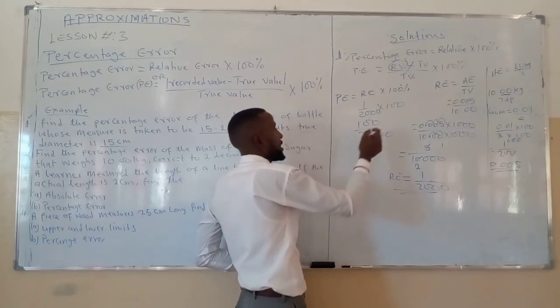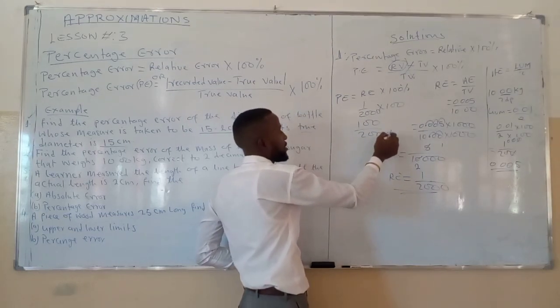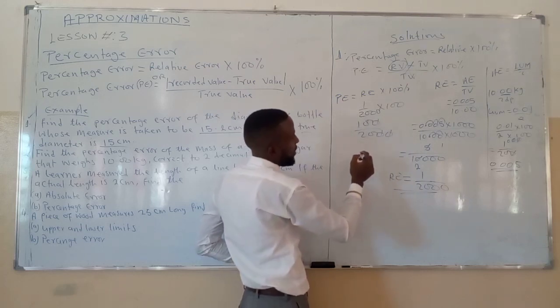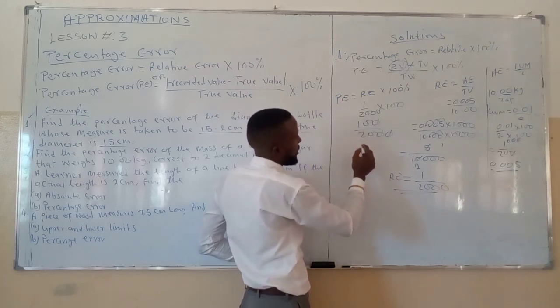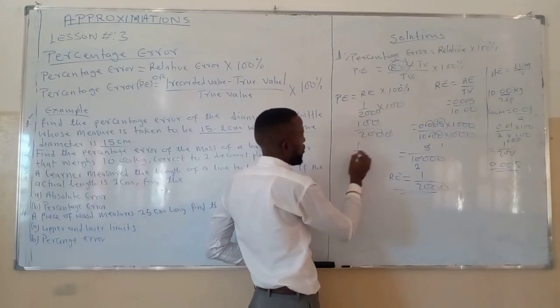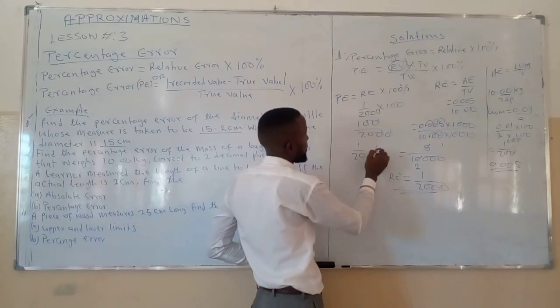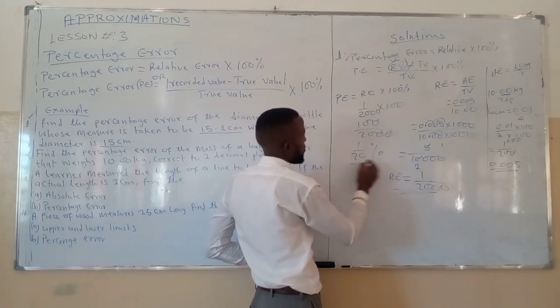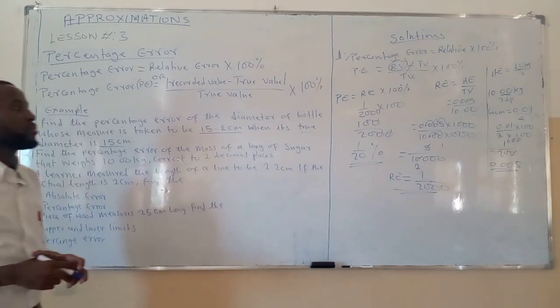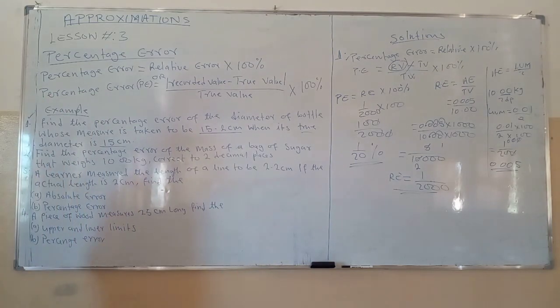So what do we have next? We have to divide this into there, cancel this and this there, cancel that. Then we have 1 over 20%. So this will be my final answer as my percentage error, which will be 1 over 20%.